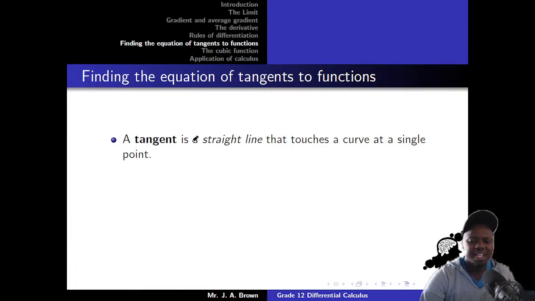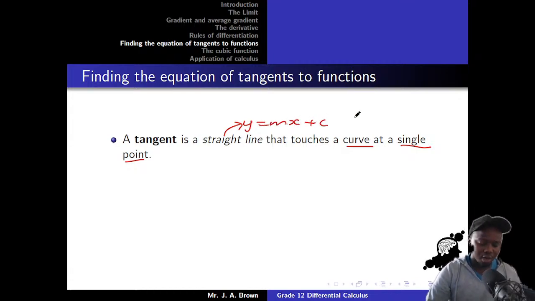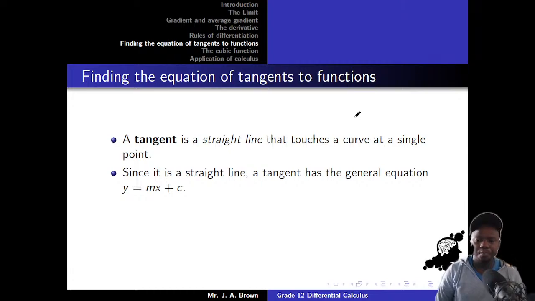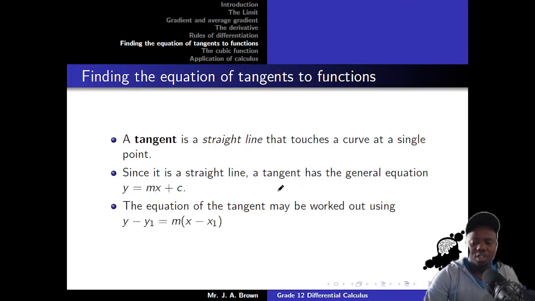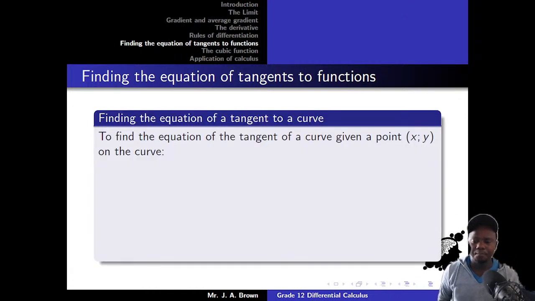Now, a tangent, as we've learned, is a straight line that touches not only a circle, but a curve at only one point. Now, it's a straight line implying y equals mx plus c. It has a gradient, it has a y-intercept. Right, as we've said, since it is a straight line, the general equation is y equals mx plus c. Now, to get the equation of the tangent, if you're familiar with this equation from analytical geometry, we could still use it here, where we say y minus y1 equals m into x minus x1.